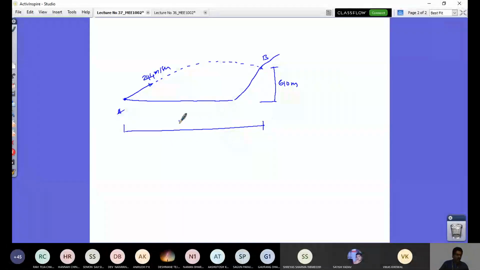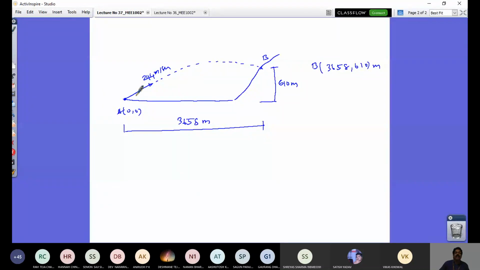And the same point from A, the B value is 3658 meters. So now I know the coordinate of B. If A is (0, 0), I know the coordinate of B. That is x = 3658, y = 610. That's the coordinate of point B. That's given.